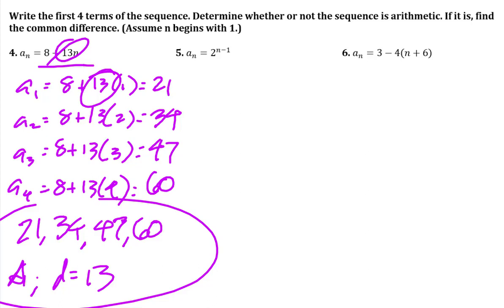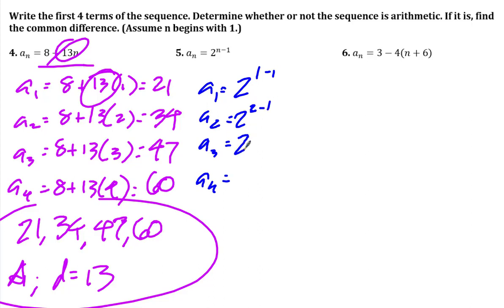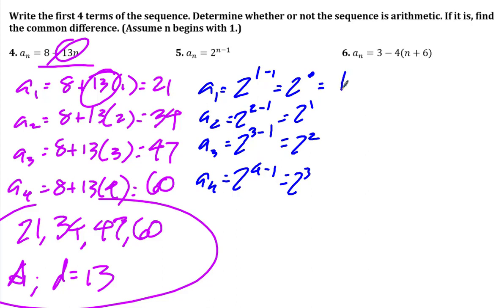Now the first 4 terms for this one. a sub 1, a sub 2, a sub 3, a sub 4. Substitute in 1 for n, 2 for n. Each term is a function of its position. So we end up with 2 to the 0, 2 to the first, 2 to the second, and 2 to the third. Anything to the 0 power is 1, so 1, 2, 4, 8.